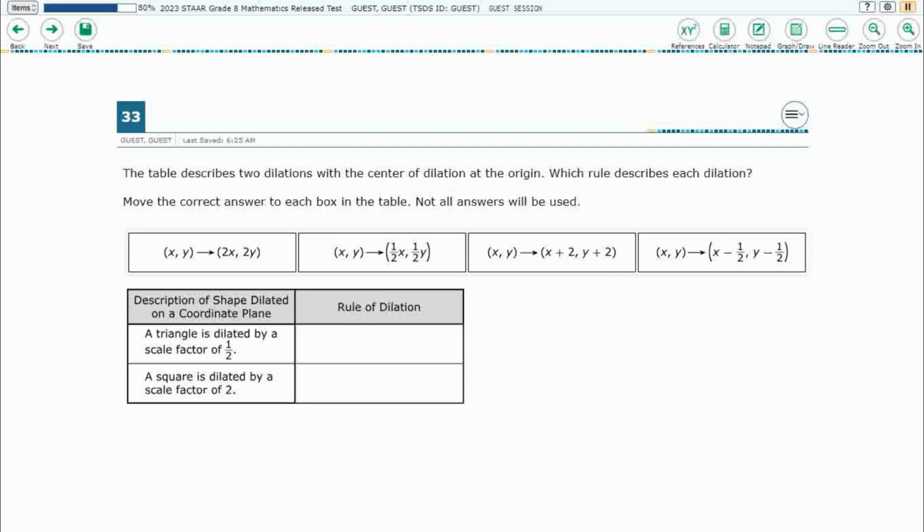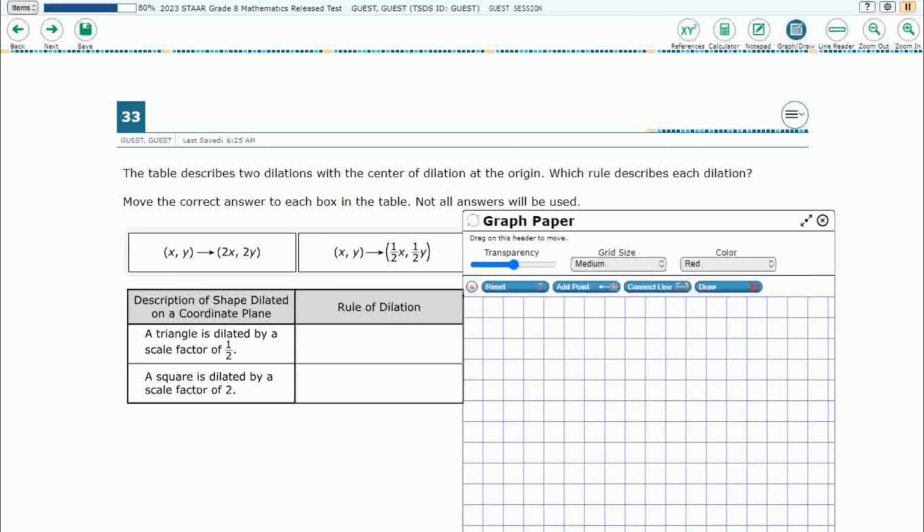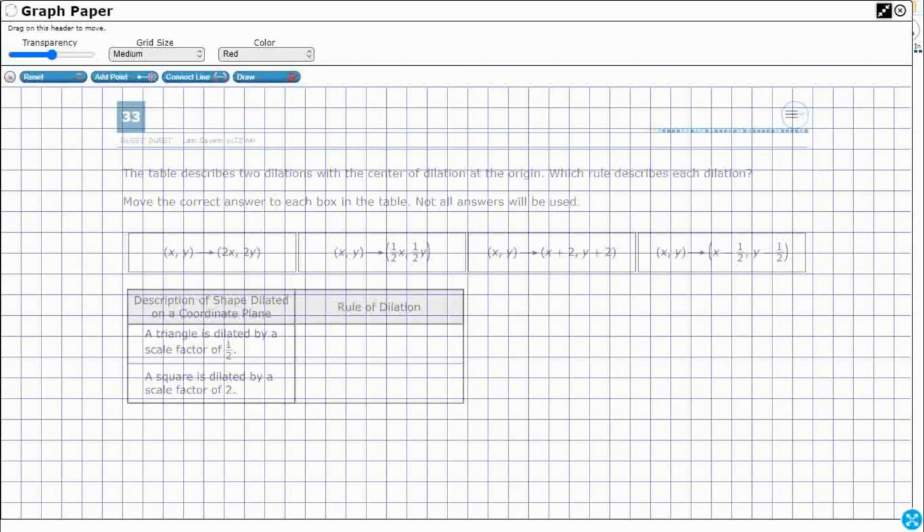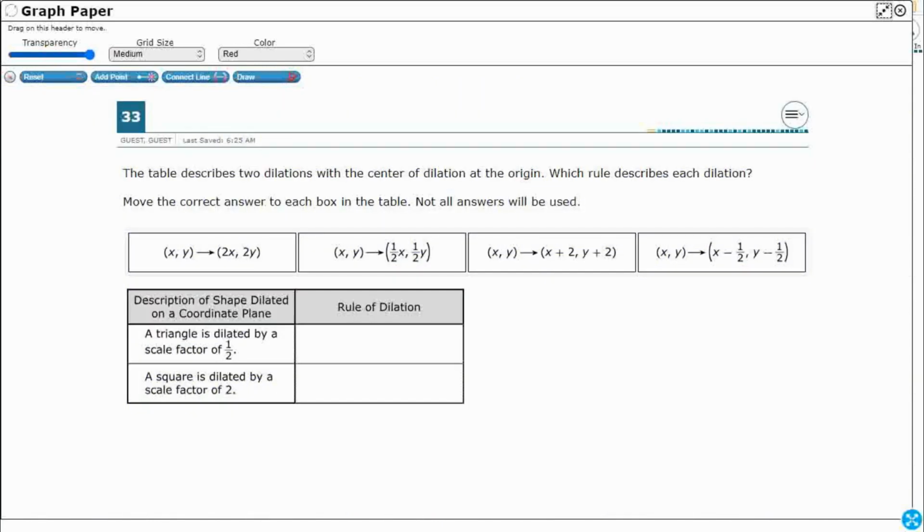Alright, so let's look at two dilations, and that term dilations is going to be very, very important. So let's pretend we don't know what this term means. Let's just see what we could do without that, and then we will take a look at how that term dilations really gives us a really quick way to solve this problem.